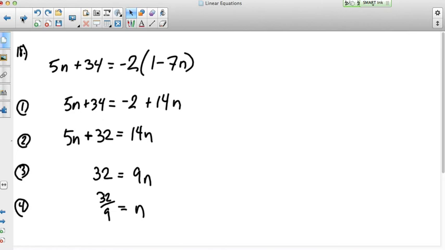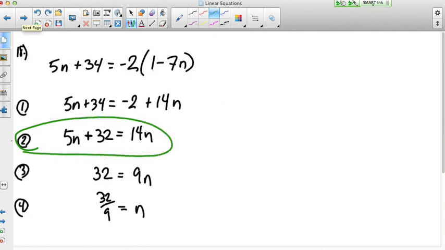Number 18 said identify the first incorrect step in the solution below and explain the mistake. If you look at step 2, they were supposed to add 2 to both sides, in which case you would get 5n plus 36 equals 14n. So step 2 was the error, because instead of subtracting 2 from both sides, they were supposed to add 2 on both sides.